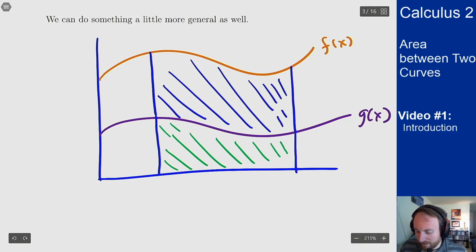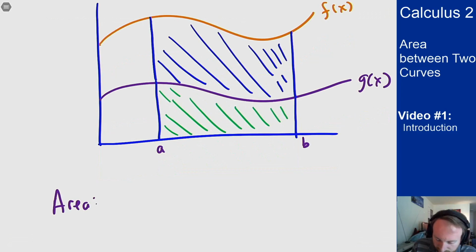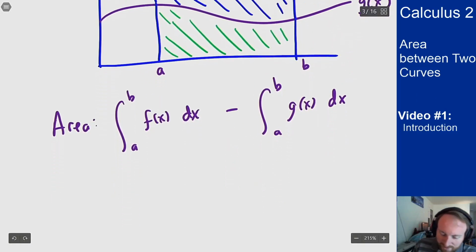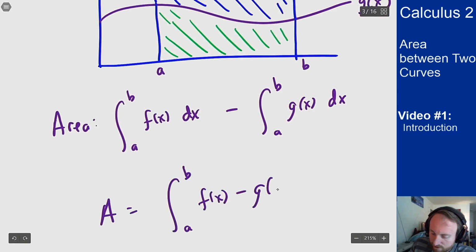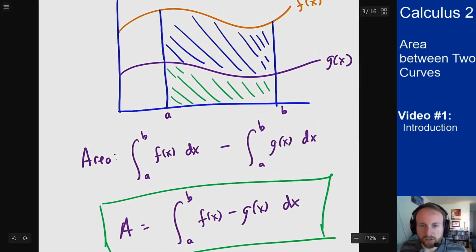So I could find this area by taking the integral of f and then subtracting the integral of g, which gives us something like this setup here. And because integrals are linear, we can put these two together to get a single integral, which means the area is the integral from a to b of f of x minus g of x dx. And for this type of setup, this formula is always true. If I have one function that sits on top, one function that sits on the bottom, and I want to find the area between those two graphs, I can always do so via this formula.